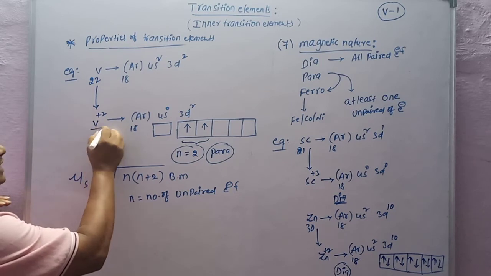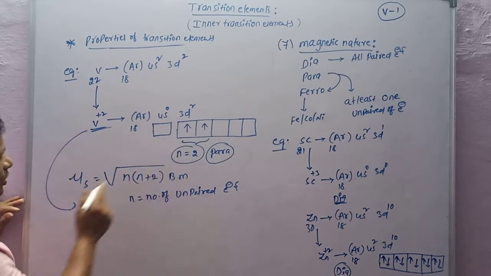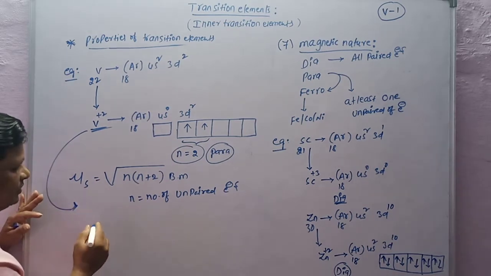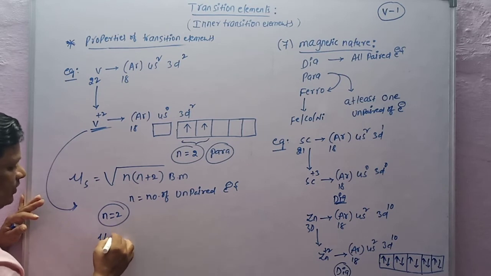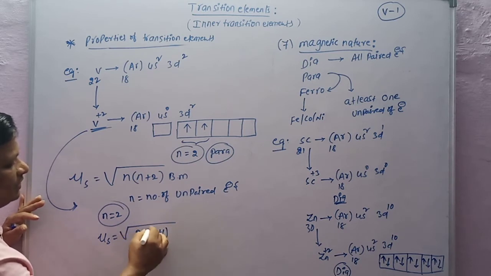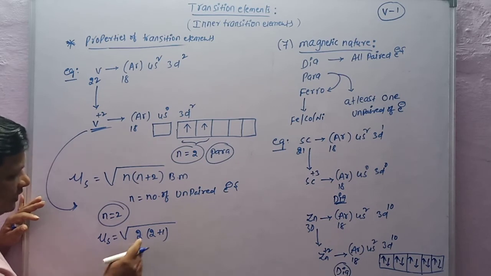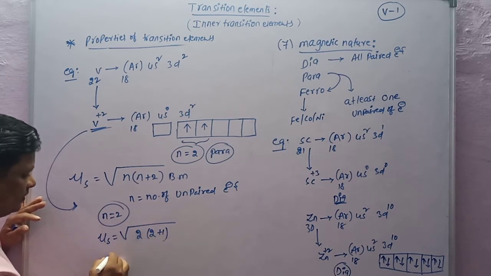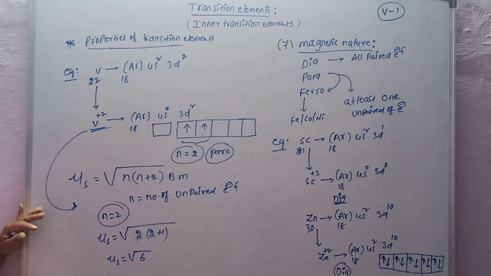For example, calculate the spin magnetic moment of vanadium plus 2. How many unpaired electrons are present? 2. So n equals 2, and mu s equals the square root of 2 into 2 plus 1. 2 plus 1 is 3, 3 into 2 is 6. So mu s equals root 6.